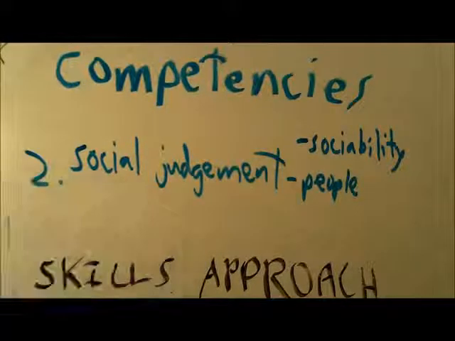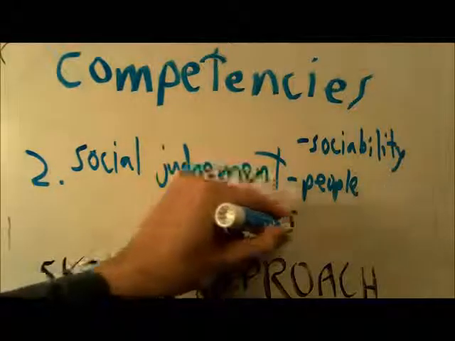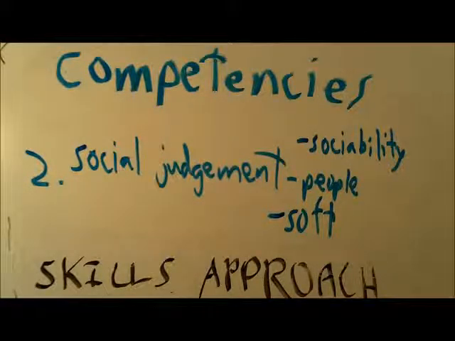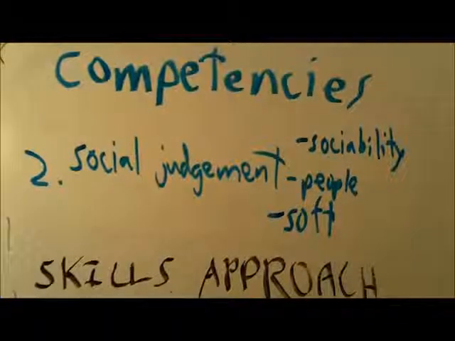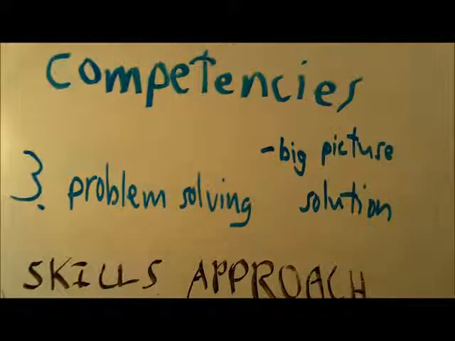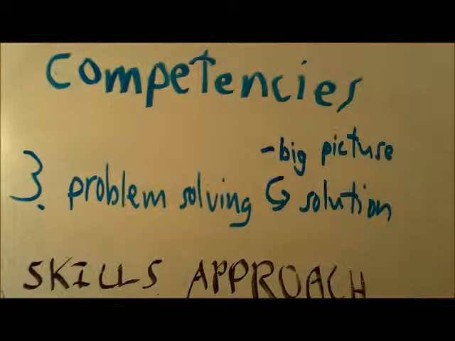Next, and second, there's the social judgment competency. This is more about sociability, people, and soft skills. This is very similar to the human skills. Remember, both the social judgment competency and human skills involve knowing your impact as a person on people and communicating well. And then third, there is the problem solving competency. This involves looking at the big picture to find a solution. And remember, this is pretty much the same thing as having conceptual skills in the skill set.